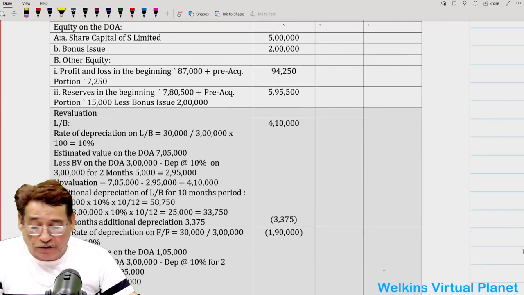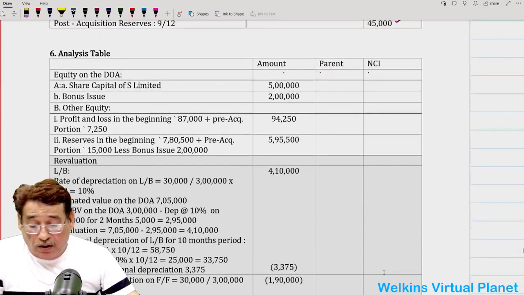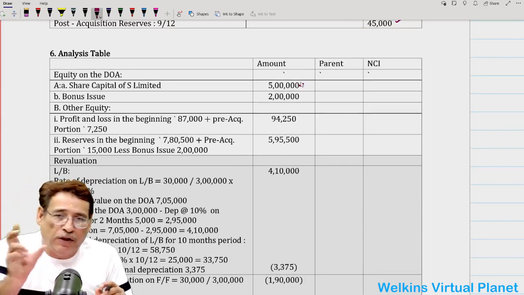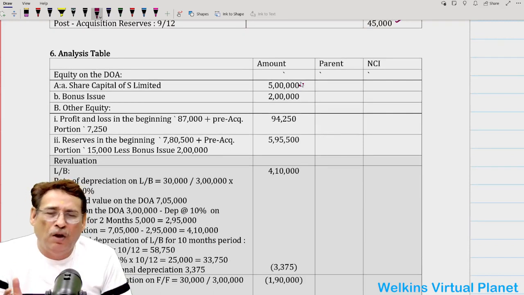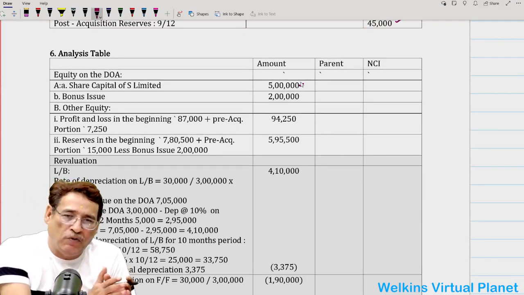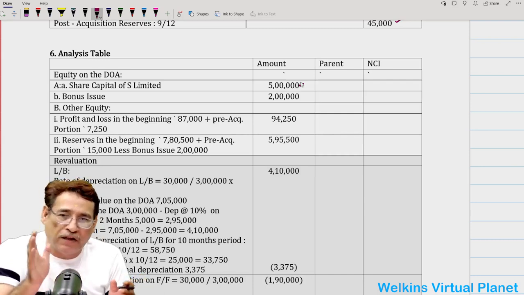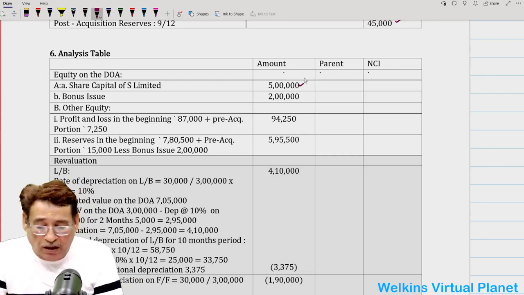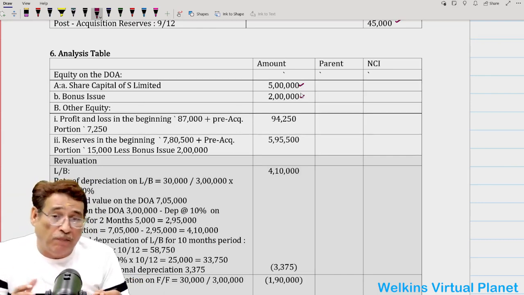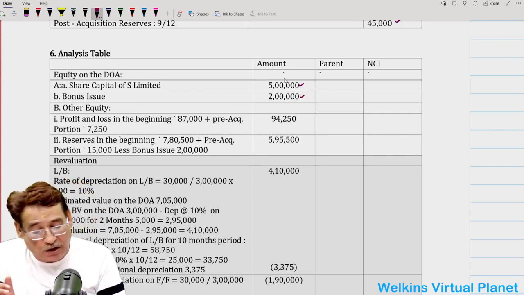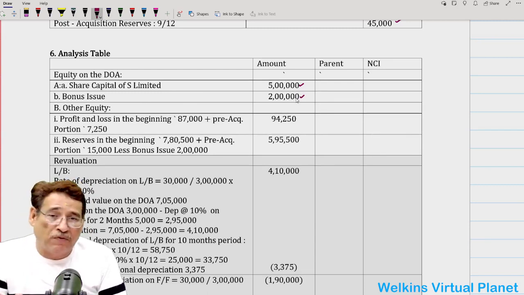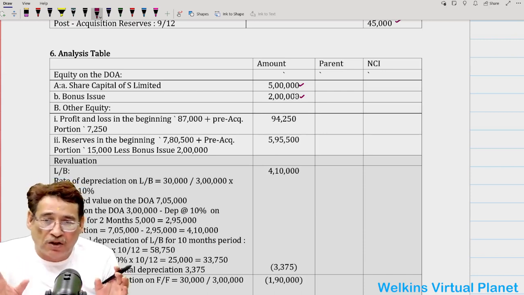Here you have to pay attention. Share capital, first of all, you write, although share capital on 1-7-2021 is not given, but so many times I've already told you, whatever share capital balance is given at the end of the year, that balance must be the same on 1-7-2021. So on 1-7-2021, share capital of subsidiary company must be 2 lakh. 2 lakh worth of bonus issue is given because effect is not given so far. So that means this share capital is prior to bonus issue. So that is why we will add bonus issue. So total share capital of subsidiary company, now we can say on 1-7-2021 is equal to this much. Is it clear to you or not?